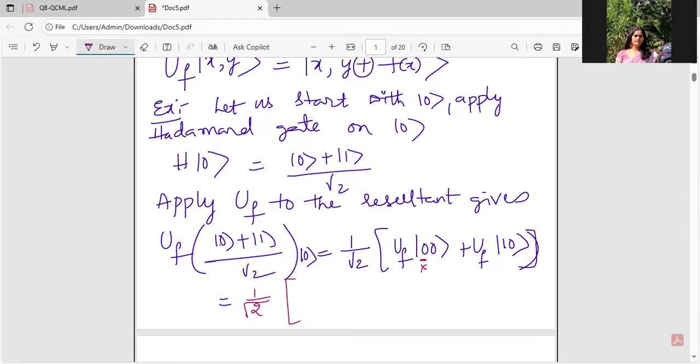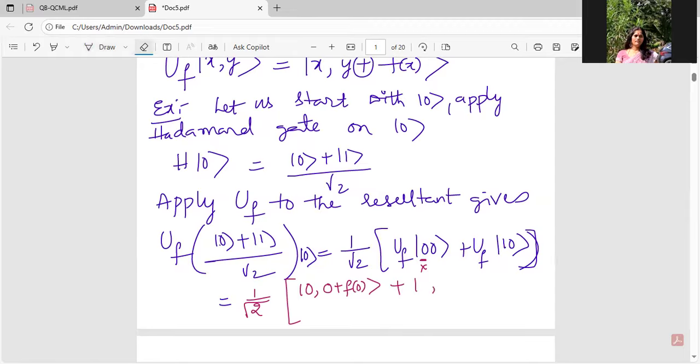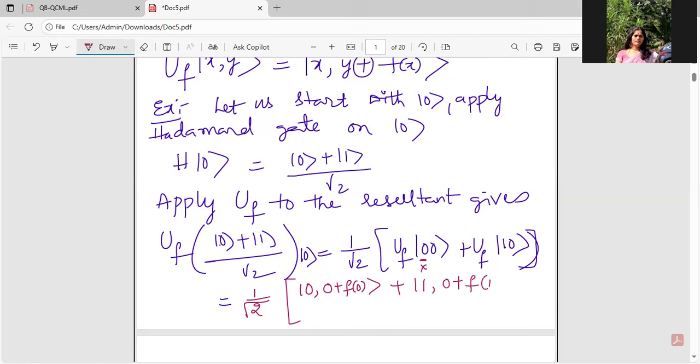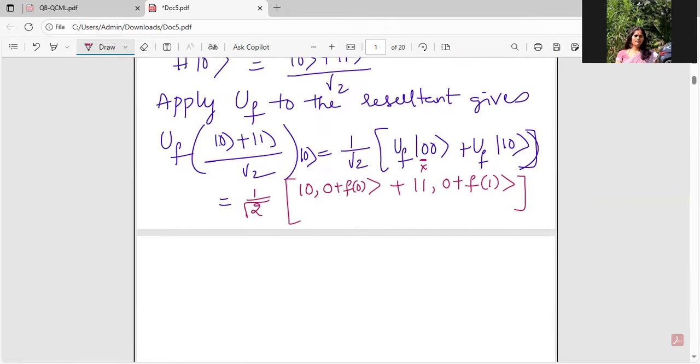Apart from this, I have the first qubit not changing. The second qubit is 0 plus f of 0. Plus, no, I'm sorry, this is 1. 1 comma 0 plus f of 1. You can see above how I have written the definition for it.